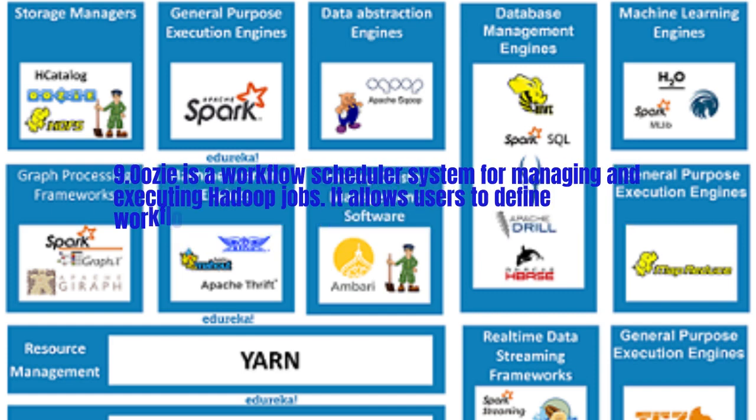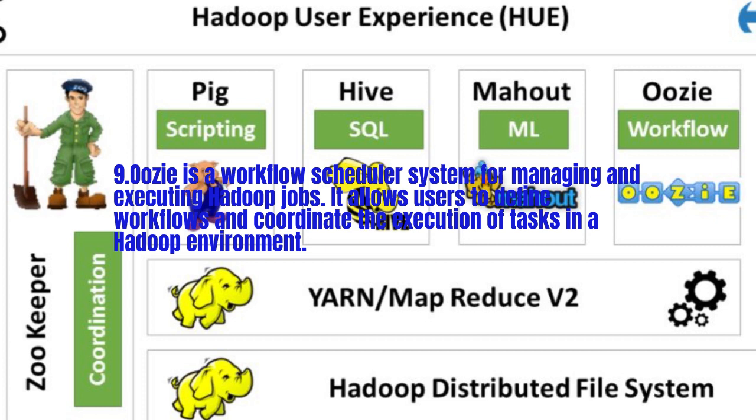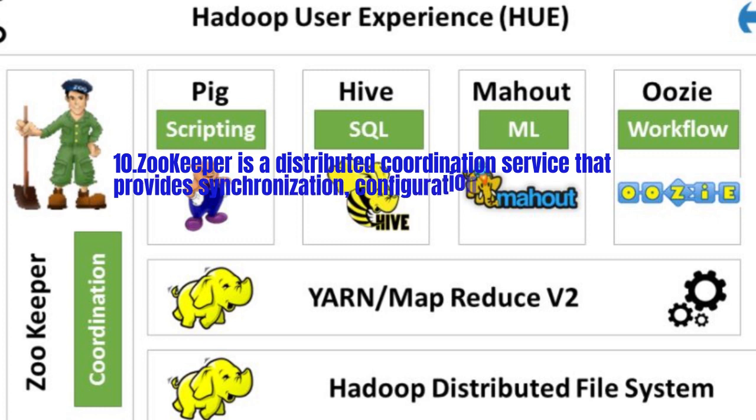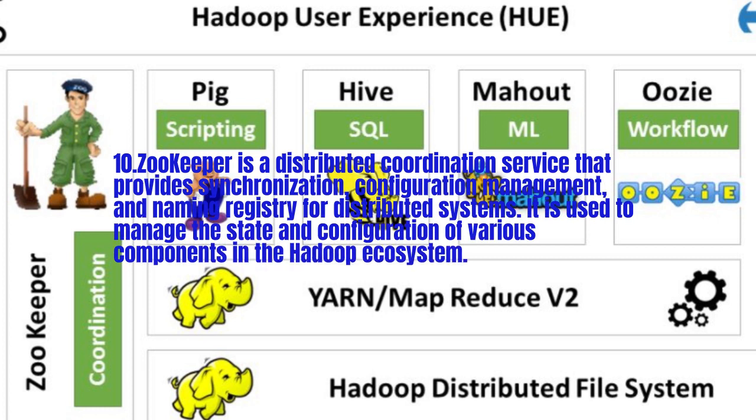The other framework is Oozie. Oozie is a workflow scheduler system for managing and executing Hadoop jobs. It allows users to define workflows and coordinate the execution of tasks in the Hadoop environment. And we have Zookeeper. Zookeeper is a distributed coordination service that provides synchronization, configuration management, and a naming registry for distributed systems. It is used to manage the state and configuration of various components in the Hadoop ecosystem.